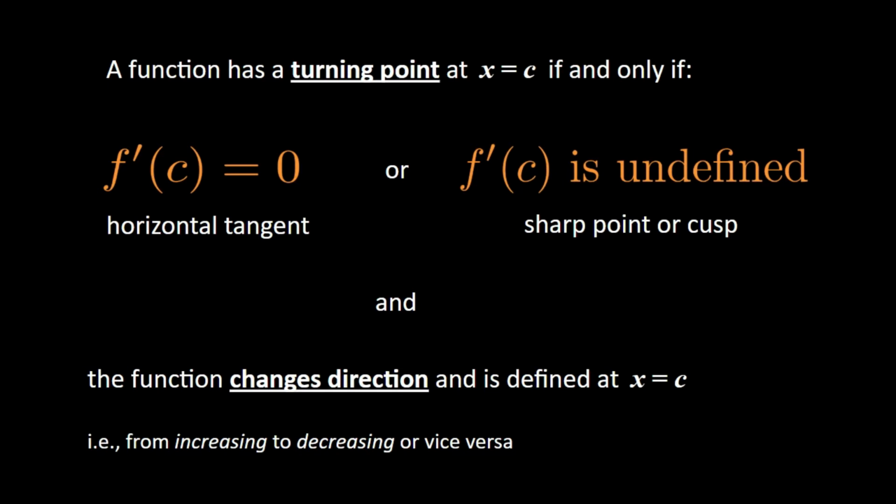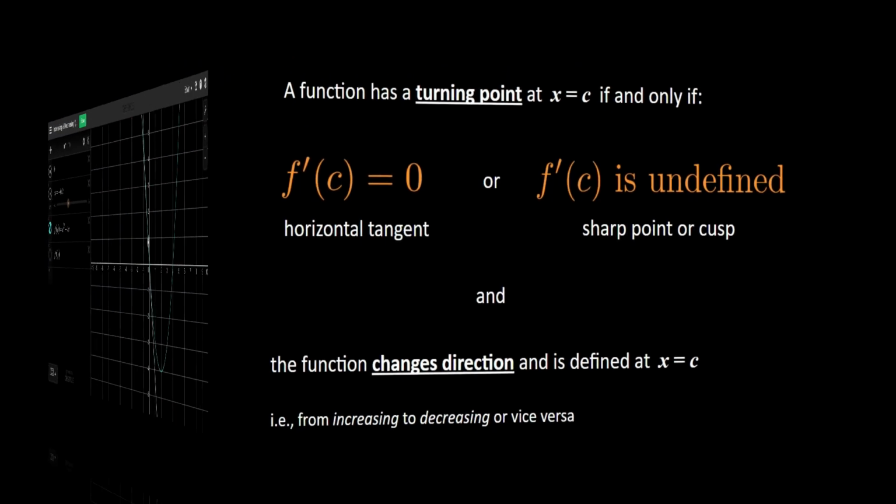So a turning point has to actually turn around. The function has to turn at the turning point, and that should make sense. And we'll confirm that on a few examples as well and show you how you can do that analytically and also by looking at the graph. And there's another note here. Of course, if it changes direction, I mean it's going from increasing to decreasing or vice versa.